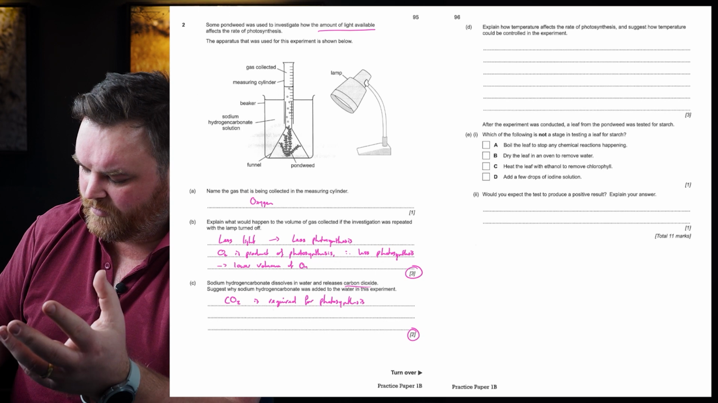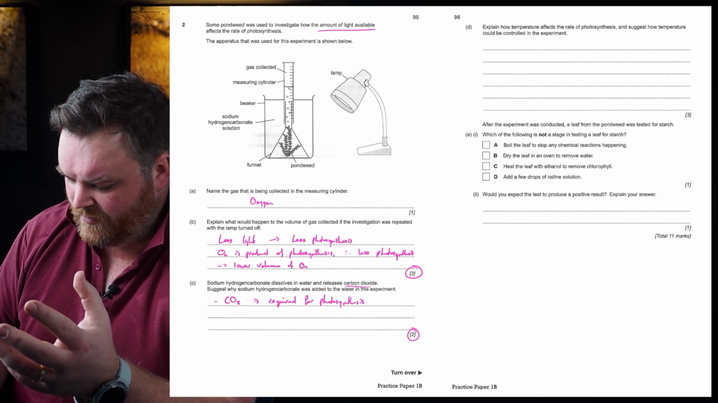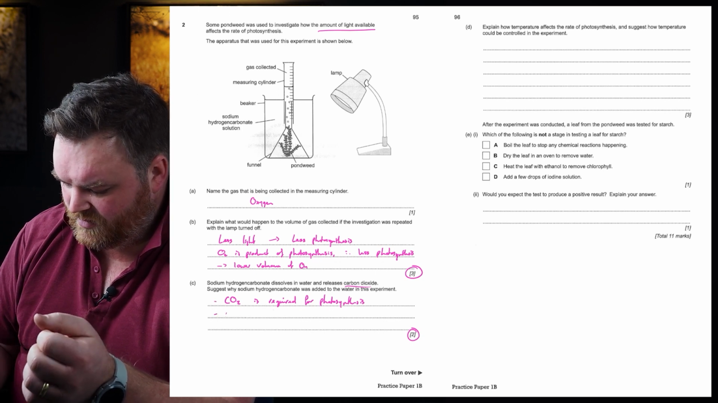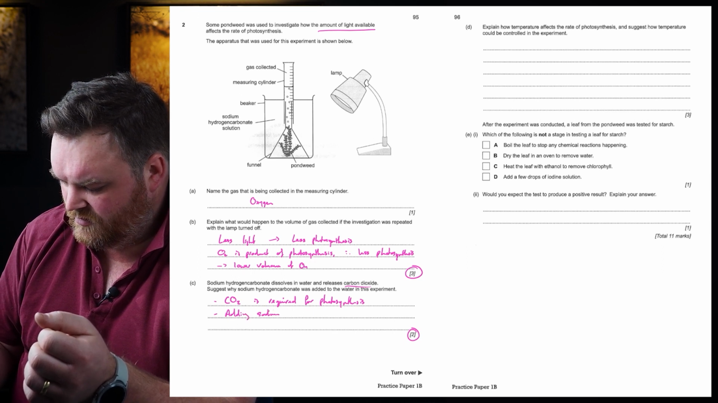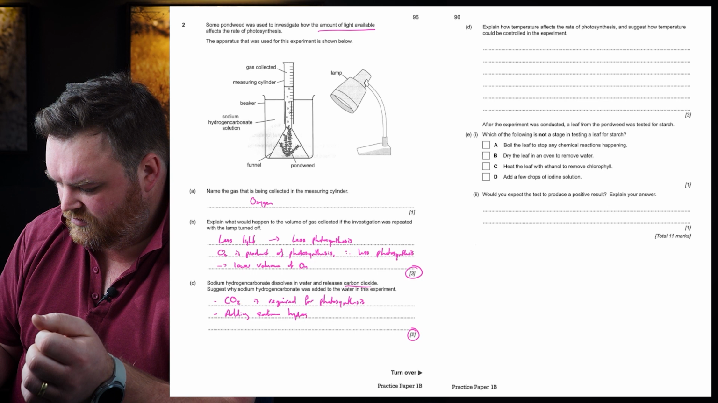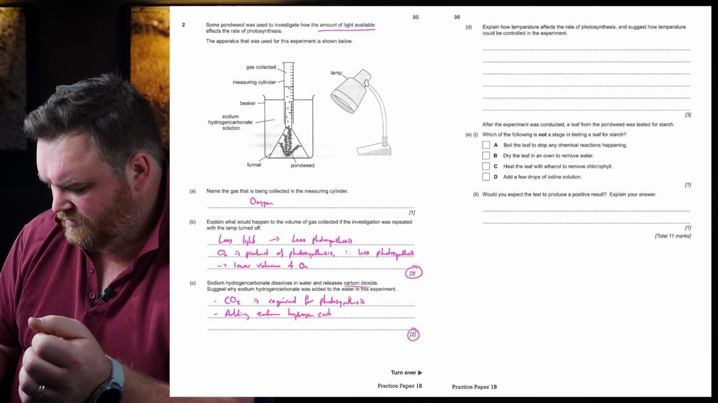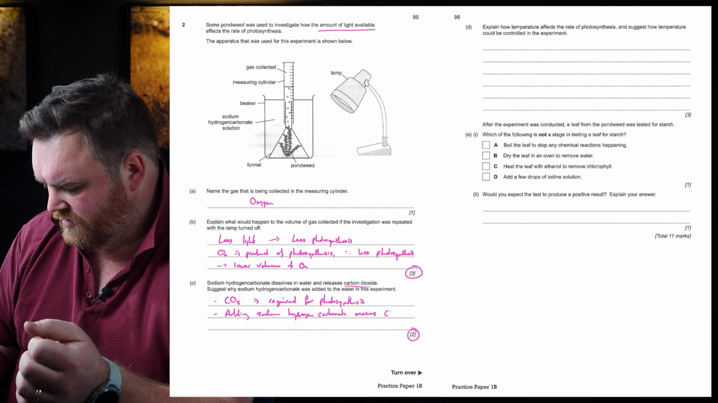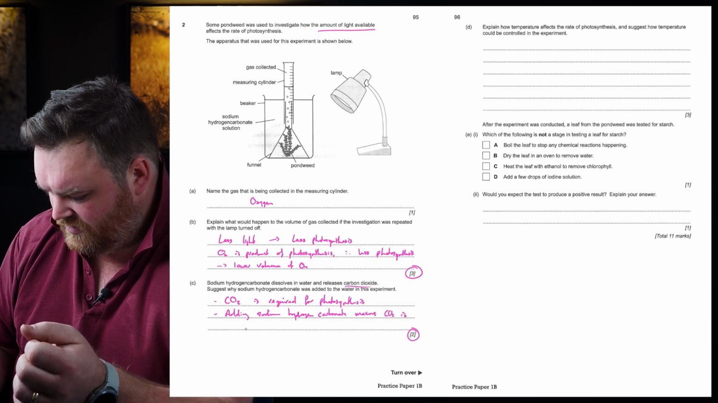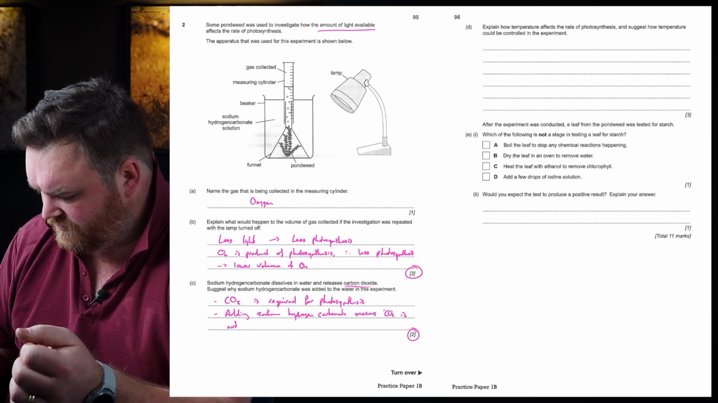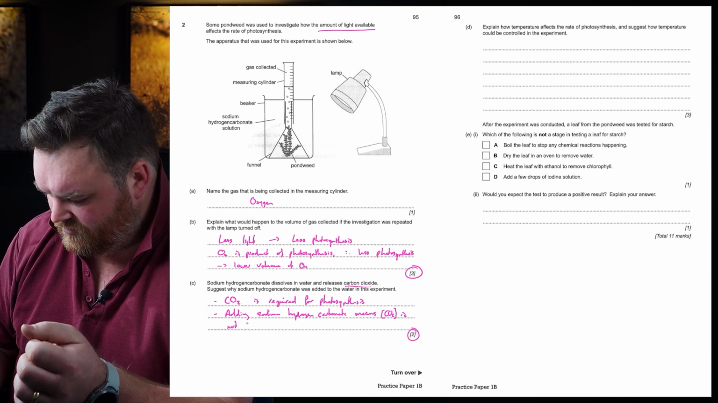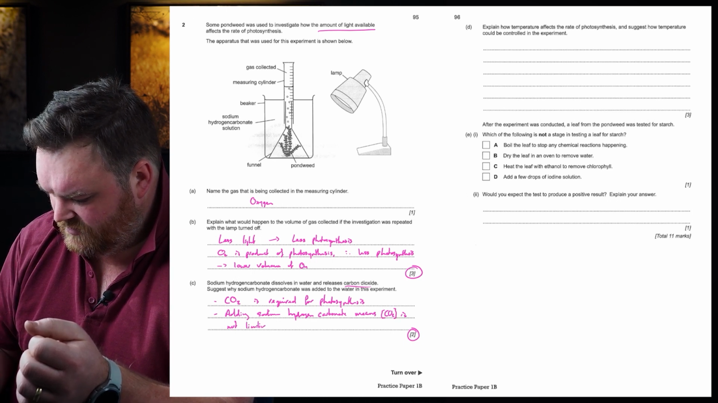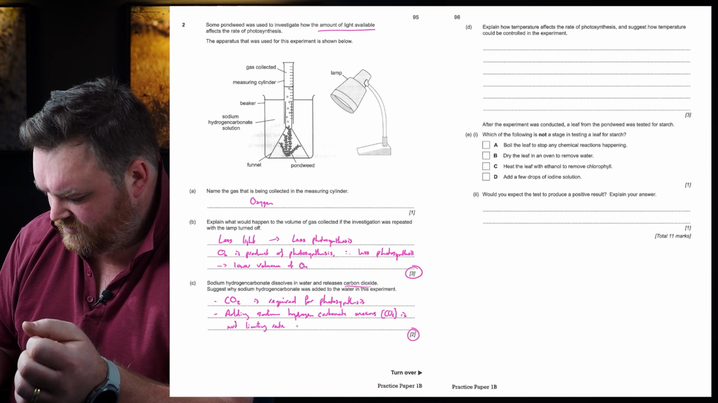So carbon dioxide being required for photosynthesis would be our first mark here, and then the second mark here would be that adding sodium hydrogen carbonate means carbon dioxide, or concentration of carbon dioxide I should say, is not limiting the rate of photosynthesis.